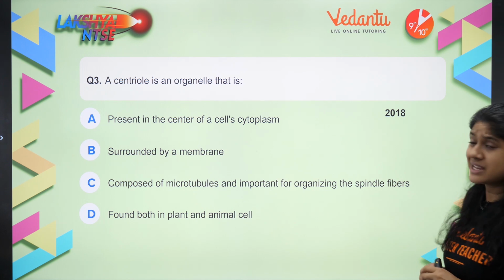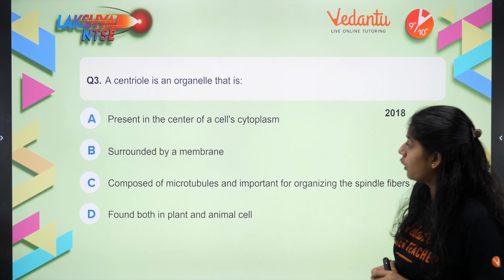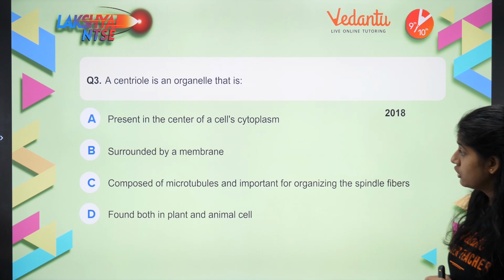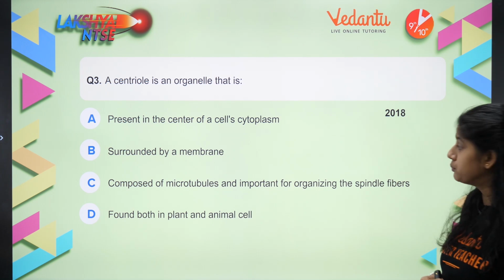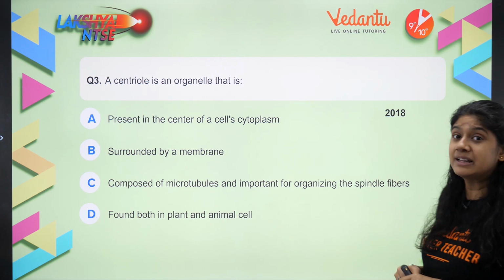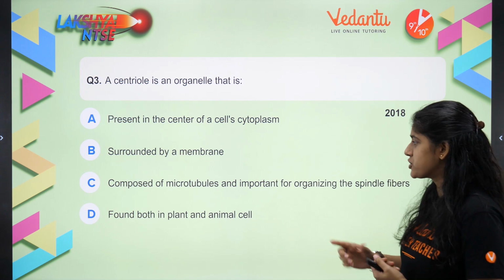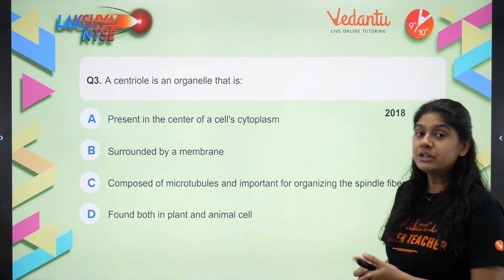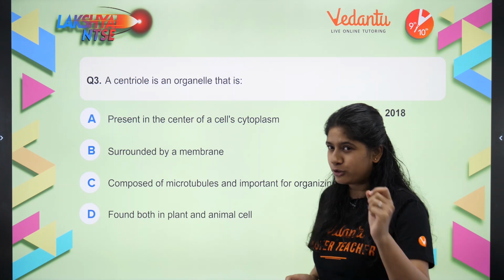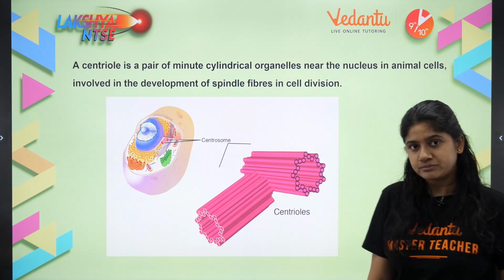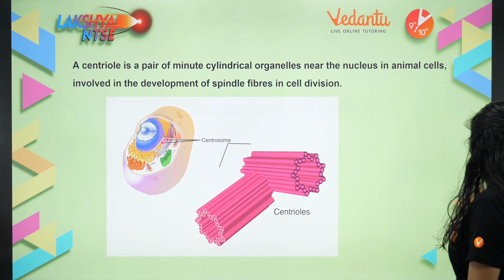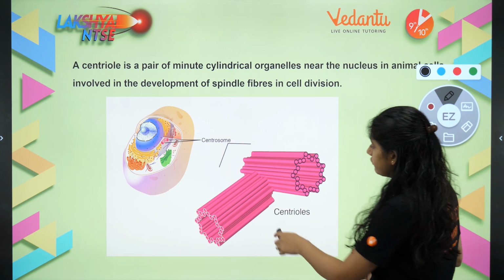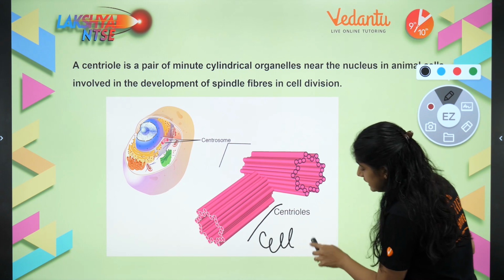Is it present in the center of the cell cytoplasm or surrounded by a membrane? Or option C, composed of microtubules and important for organizing the spindle fibers? Or option D, found both in plants and in animal cells? What do you think, everyone? Hold your thought over there. Let's see over here. Now, a centriole plays a very important role, first of all, in cell division.